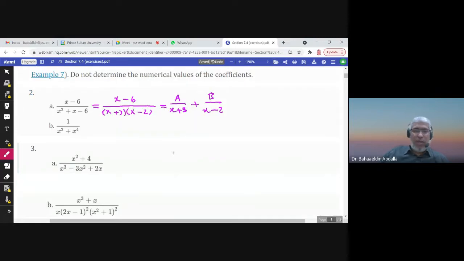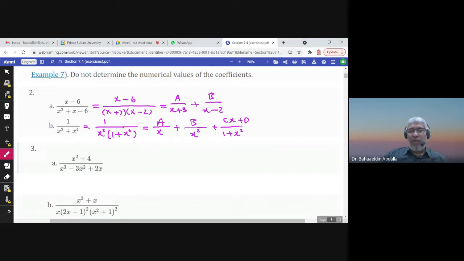Here, if we take x squared as a common factor, we will have 1 plus x squared. Now, x squared is a linear factor repeated twice, and 1 plus x squared is an irreducible quadratic factor. So for x squared, I need a fraction for x and a fraction for x squared, and there is a fraction for the irreducible quadratic factor. Here I put A, here B, and here Cx plus D.